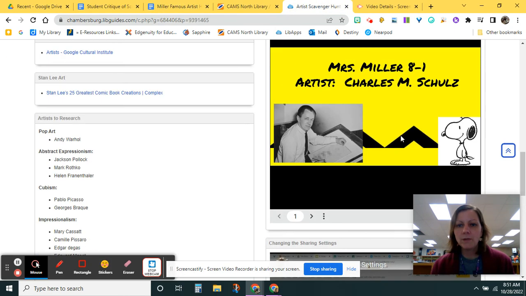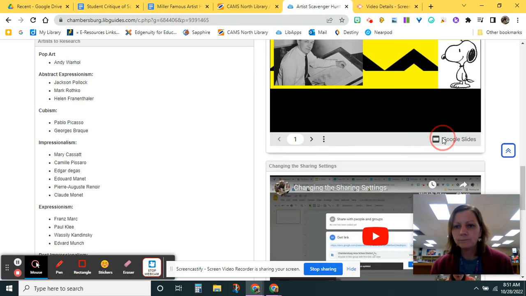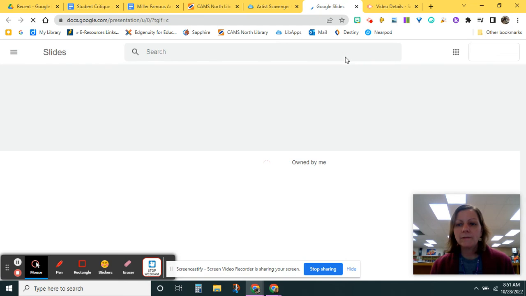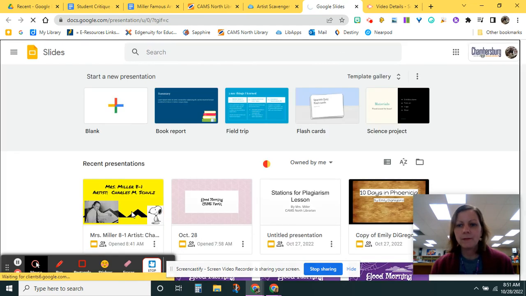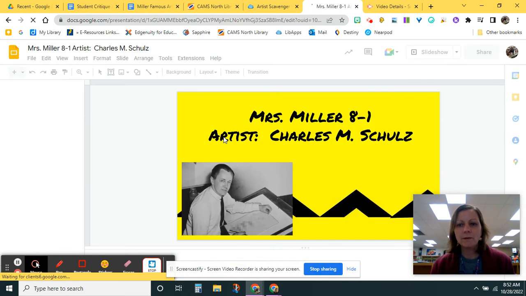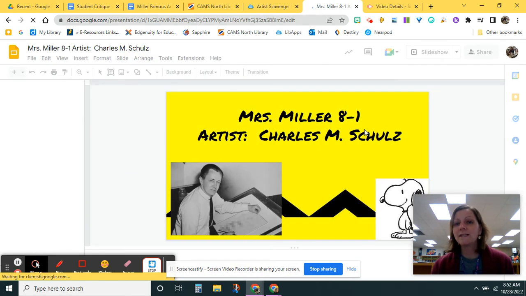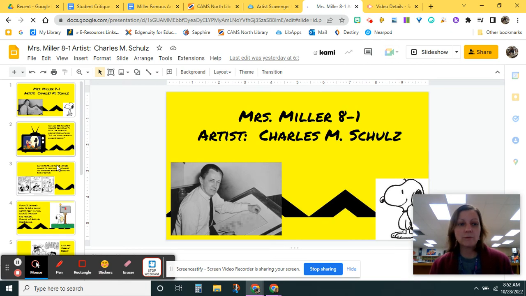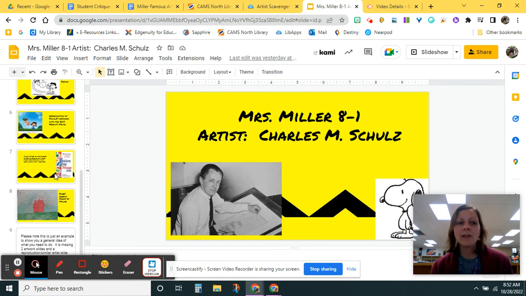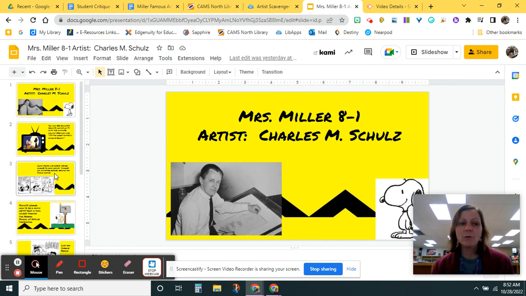So here is my example with Charles Schulz. If you notice, every slide looks like Charlie Brown's shirt. That was pretty easy for me to make. I've seen some other ones that are a lot more complex. It can be simple, but each slide should be in the style of the artist. So it should kind of look like something that the artist made in a way.